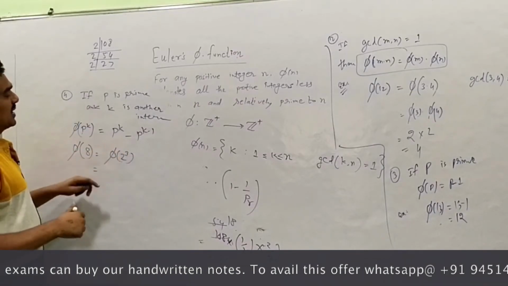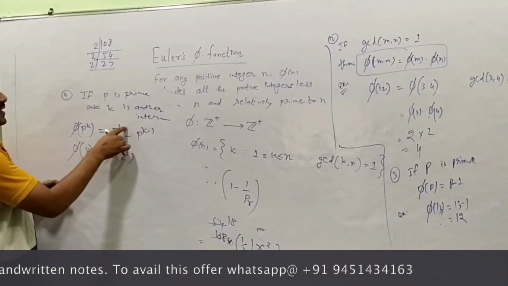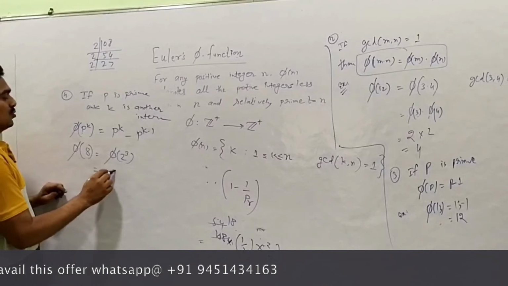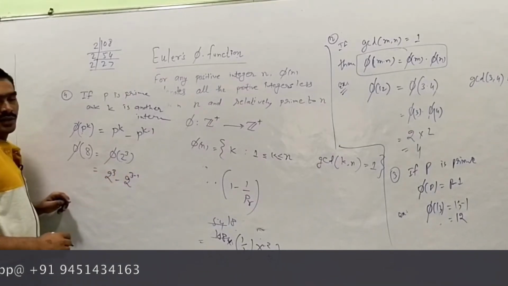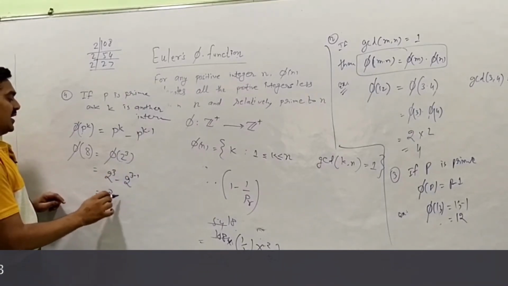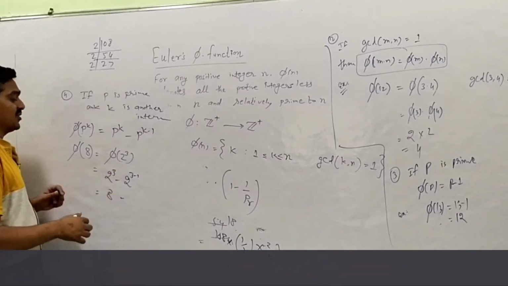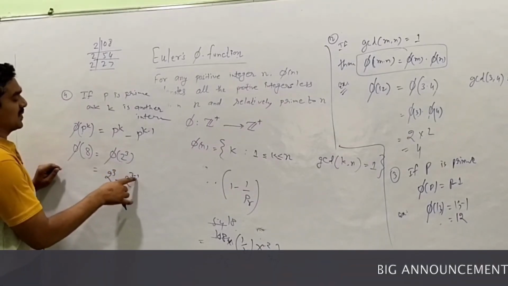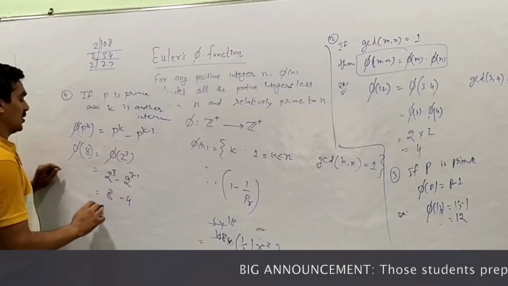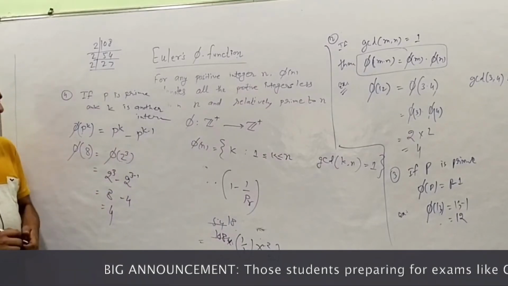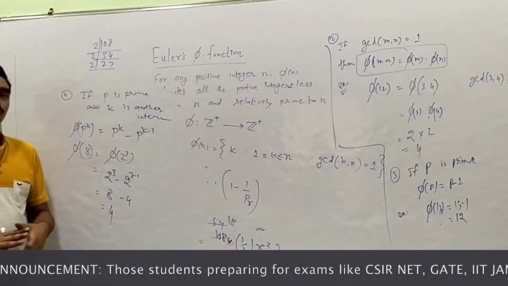Applying the formula: 2 raised to the power 3 minus 2 raised to the power 3 minus 1. 2 raised to the power 3 is 8, and 2 raised to the power 2 is 4. So phi 8 is equal to 4.